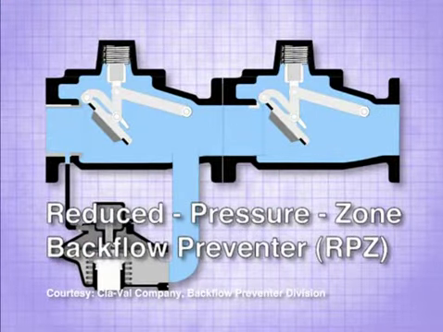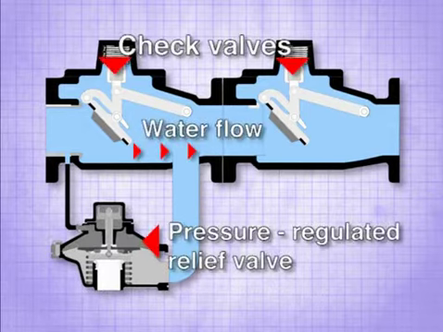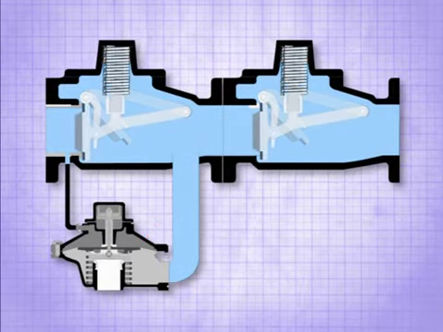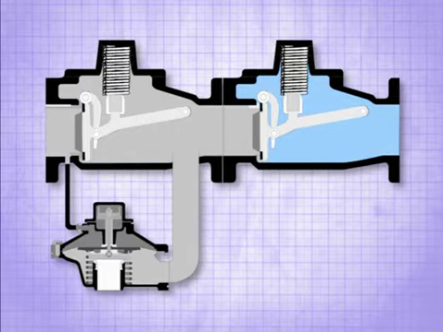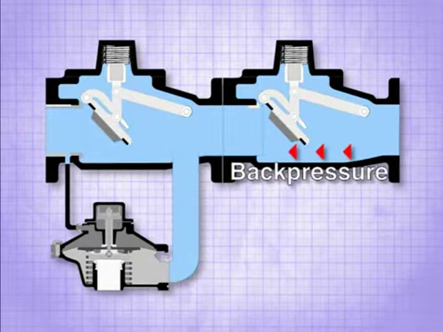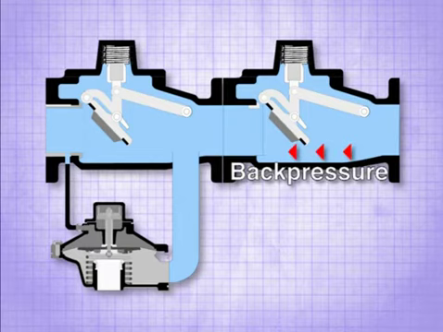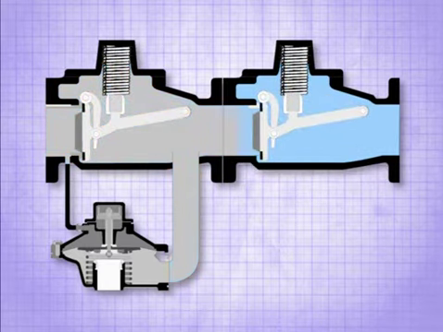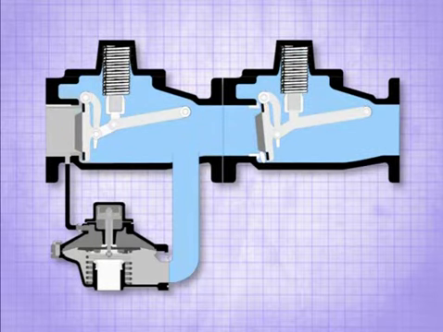A reduced pressure zone backflow preventer, or RPZ, consists of two spring-loaded check valves with a pressure-regulated relief valve located between them. If there is a potential back siphonage situation, both check valves will close, and the space between them is open to atmospheric pressure. If there is back pressure in excess of the water main pressure, both check valves will close, and if there is any leakage in the second valve, it will be allowed to escape through the center relief valve.